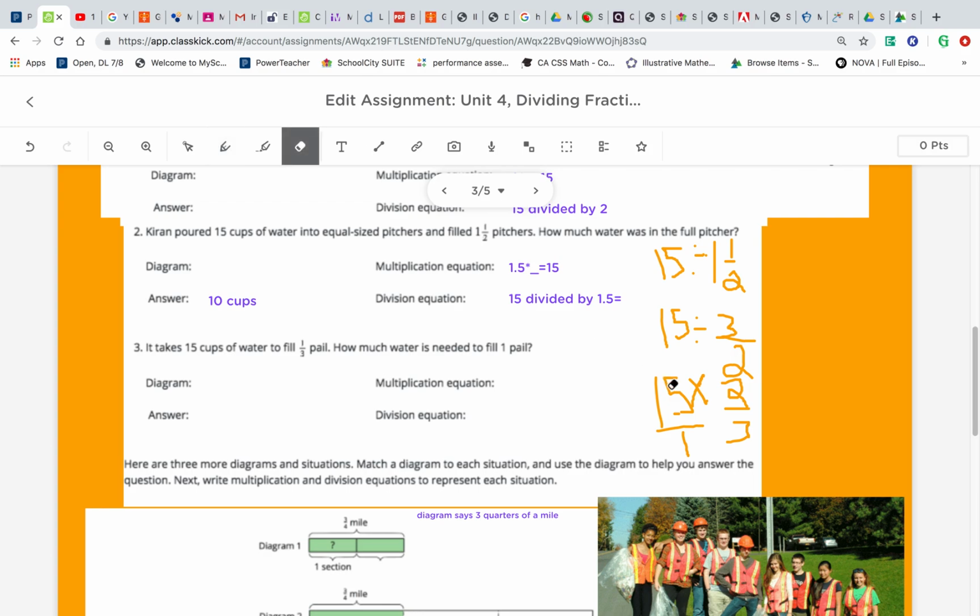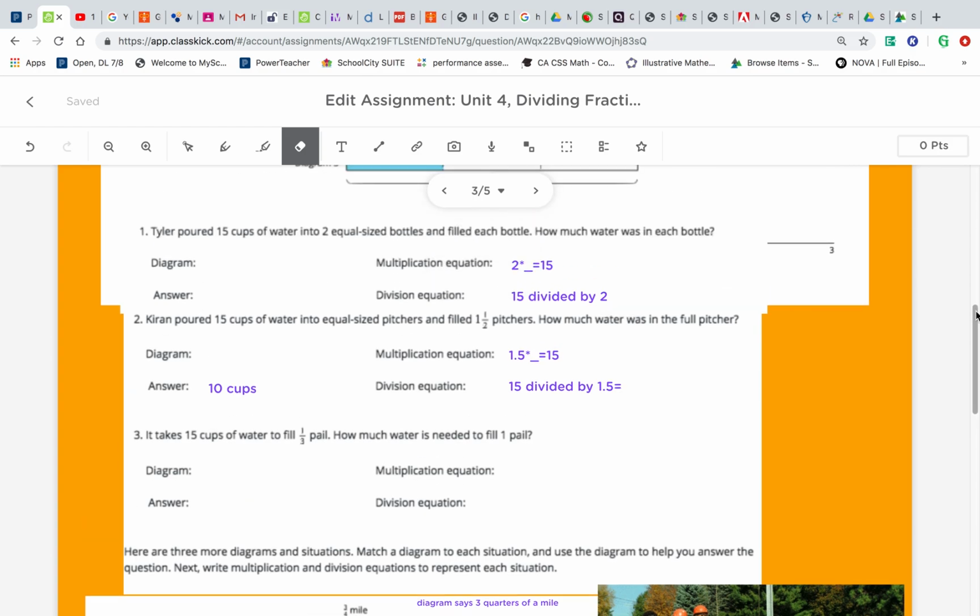Okay, let me erase all this. And then let's move on to number 3. So for number 3, it says that it takes 15 cups of water to fill 1/3 pail.